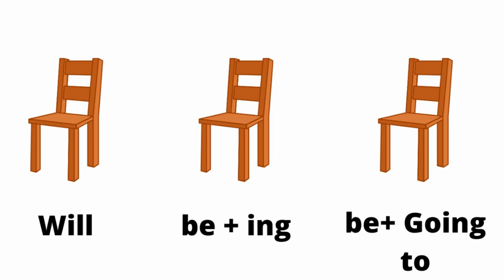A fun activity for students to practice the difference between the three grammatical structures is musical chairs. So you put 3 chairs down. One can be will, be plus ing, be plus to going to. The students take turns to sit on that chair and they have to make a sentence.